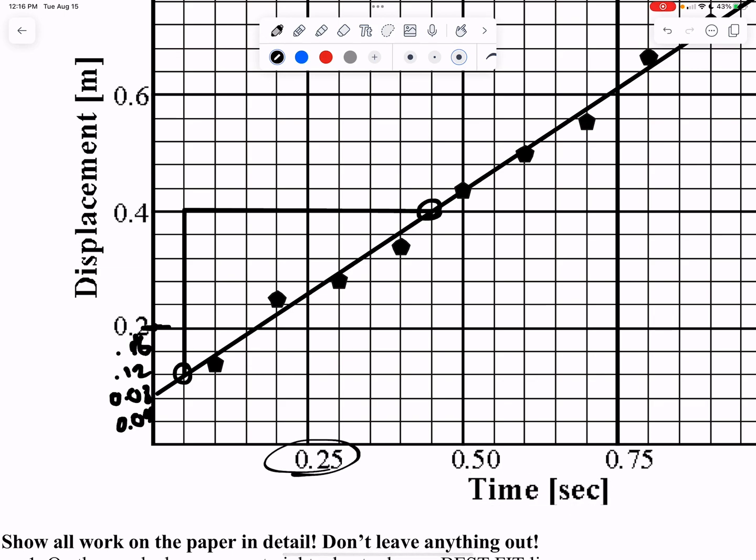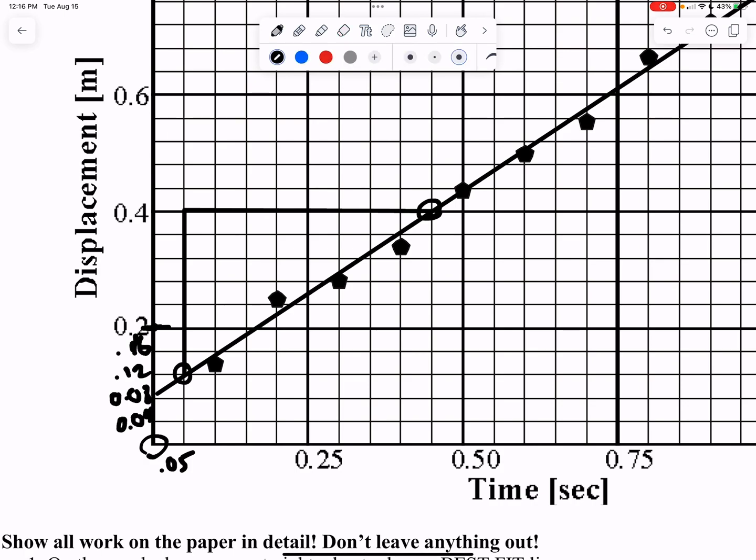Now on the x-axis, which is the time axis, I take the number 0.25 and 0, subtract them, and get 0.25. Divide that by 1, 2, 3, 4, 5 boxes, and you can see that each box would be 0.05, 0.1, 0.15, 0.2, 0.25, 0.3, and so on. So each box is 0.05. Each box on the y-axis is 0.04, each box on the x-axis is 0.05.